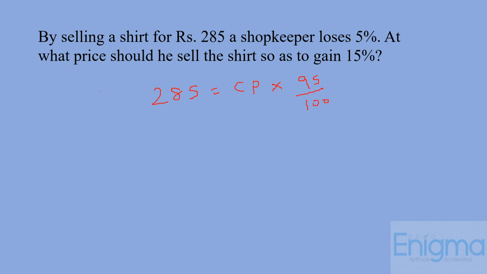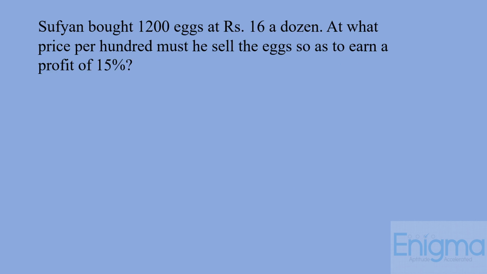Okay. So 95 and 285 are divisible by 19, I guess. So first of all, this can be reduced to 19 by 20. 19 into 15 will be this thing. So CP comes as 300 and we want 15% gain. So therefore answer is 345. Perfect. Very good. Try this question.